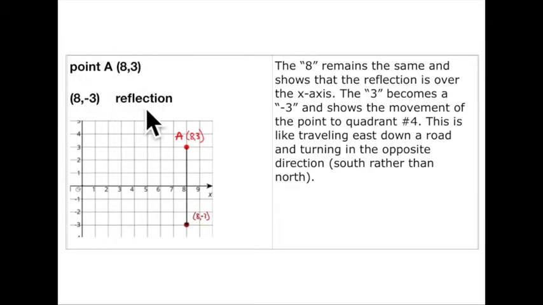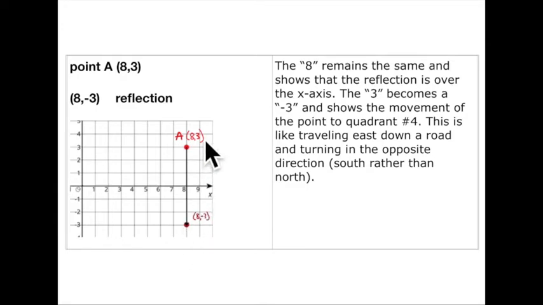So for example, this reflection, the order stays the same. It's still 8,3, but one of the coordinates changes signs. And so what happens basically is this is reflected over the x-axis. It's as if you're traveling down the x-axis in both cases, and instead of taking a left turn or going up in the positive direction to A, you take a right turn and go in the negative direction to its corresponding point, its reflected point down here.